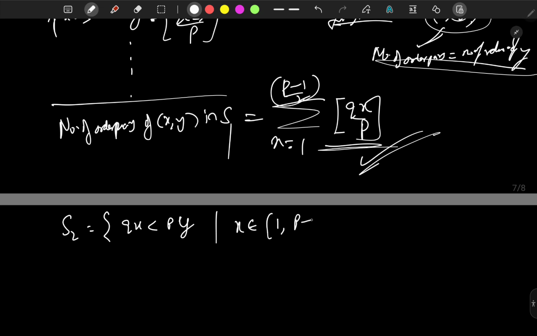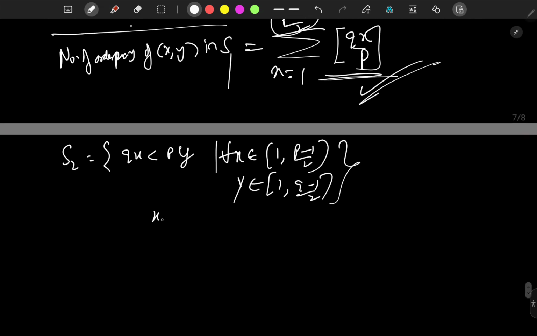where q is (1 minus p minus 1)/2. This is for all y belonging to 1 to (q minus 1)/2. Okay, after this what can I write? I can write p y by q x. So the number of ordered pairs of S2, that is modulus of S2.